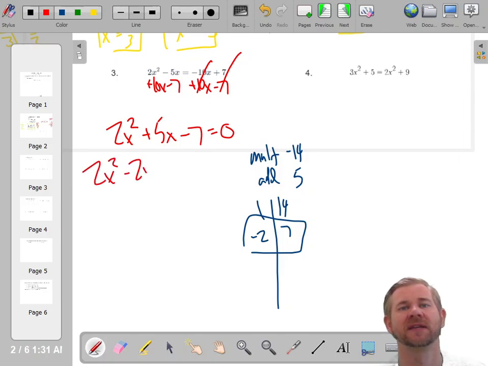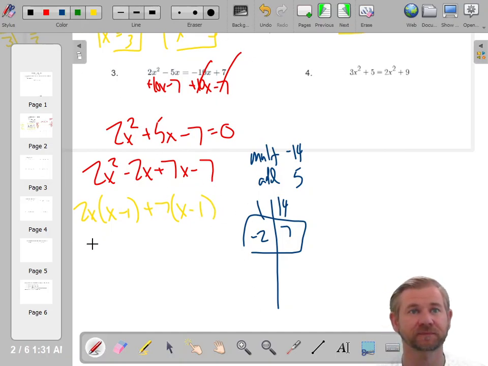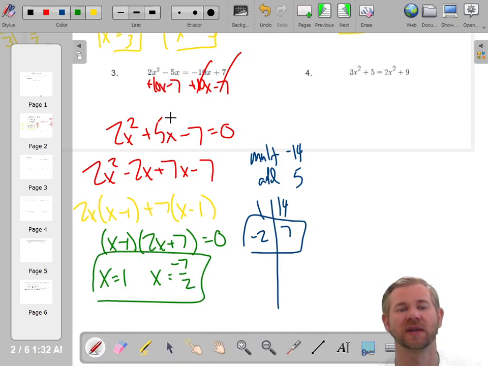2x squared minus 2x plus 7x minus 7. Factor by grouping. The GCF is 2x. Now, 2x times 1 gives you 2x, so you need to have a placeholder there. Bring down your plus sign. The GCF is 7. And again, 7 times x is 7x. That should be a 1. 7 times negative 1 is negative 7. So you have x minus 1, 2x plus 7, and we're looking for zeros. So that would be at positive 1, subtract 7, divide by 2. Positive 1 and negative 7 halves.